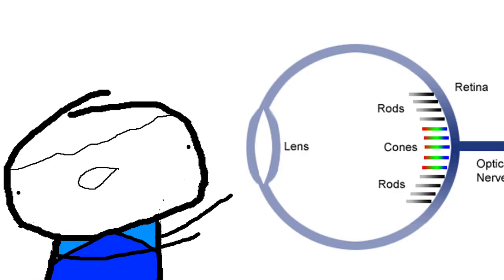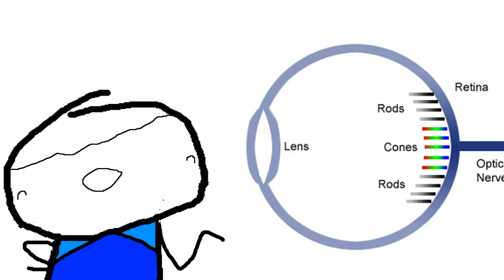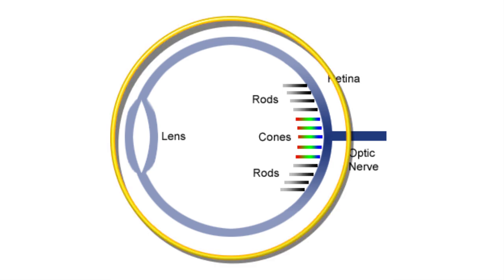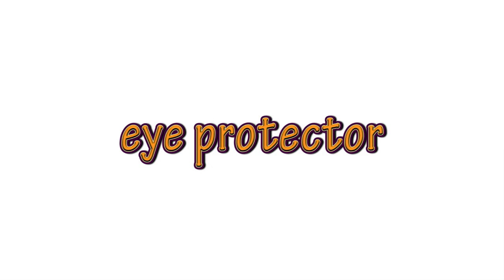Next, we have a retina, which is a layer of cells in the back of our eye that detects images. Those images are then sent down the optic nerve, or a nerve bundle that sends impulses from the eye to the brain. I'm a demon. And finally, all this is wrapped up in a clear layer over the eye, called the cornea. It also acts like an eye protector.